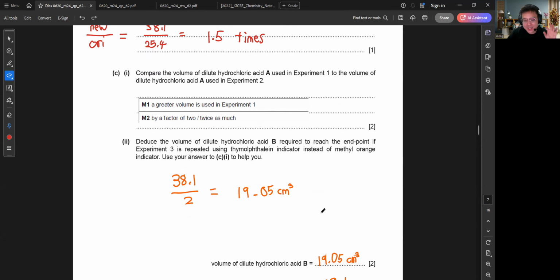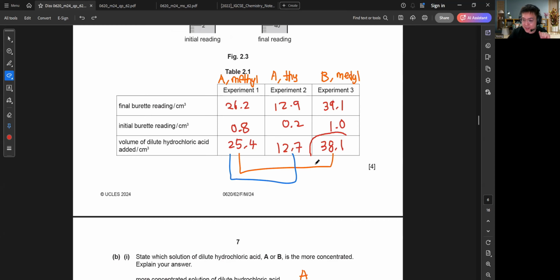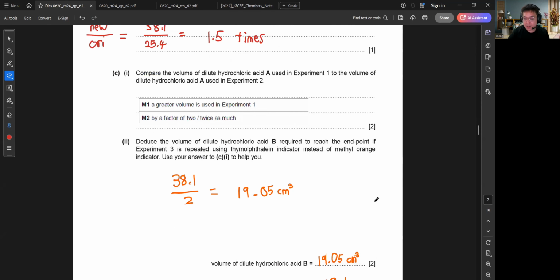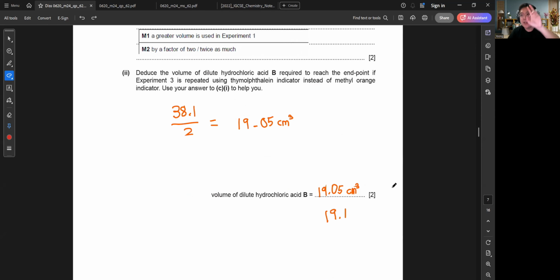Anyway, since we know there is a divide by 2 type of relationship, we just take this 38.1 because that's the B concentration. We divide it by half and that's our answer, because it's just 2 marks. But do take note, if the student forgets to write this unit, cm cubed, they will lose 1 mark. That means out of 2 marks, you only get 1 mark.